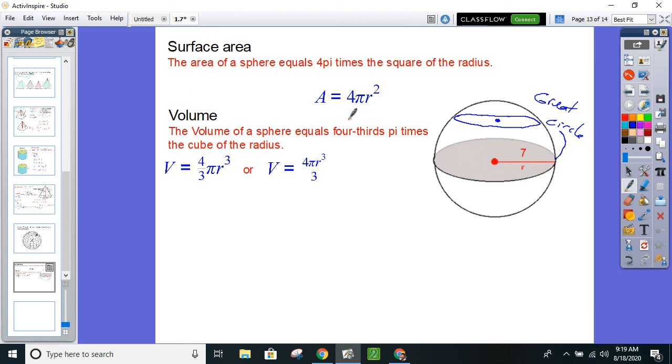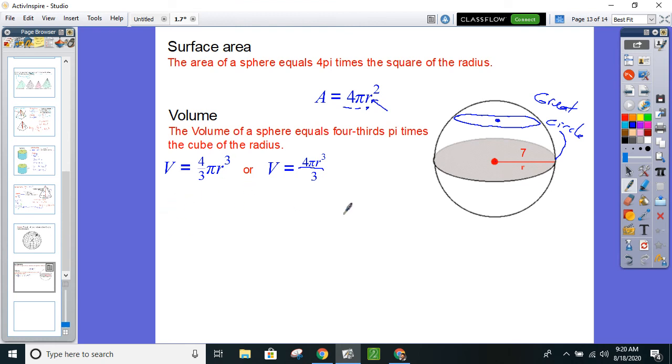Now for surface area, we do 4 times pi times radius squared. And for volume, it's 4 pi radius cubed divided by 3, or you might also see it as 4/3 pi radius cubed. I like to leave it as a fraction like that. The only unknown that we need for this whole problem is the radius. Everything else has a value, so here in our problem, the radius is 7.